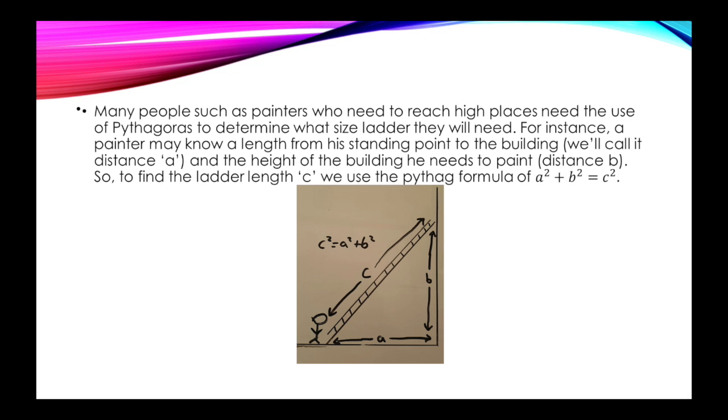Many people, such as painters who need to reach high places, need the use of Pythagoras to determine what size ladder they will need. For instance, a painter may know the length from his standing point to the building, we'll call it distance A, and the height of the building he needs to paint, distance B. Therefore, the ladder length will be distance C. We use the Pythagorean formula of a squared plus b squared equals c squared.